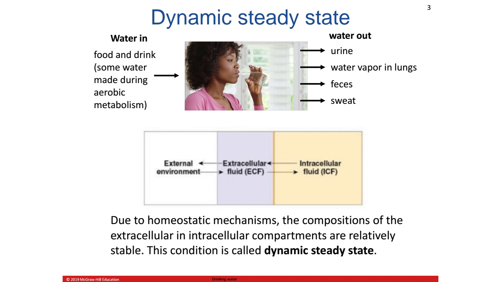Now, we constantly lose water as water vapor in our lungs. Within our lungs, we have a core temperature of 37 degrees centigrade, and at that temperature, the airspace within the lungs is fully saturated with water, meaning it has 100% relative humidity. So as you breathe out, there's quite a bit of water vapor in that. There's also water within feces, and of course we lose water as well as salts with sweat.